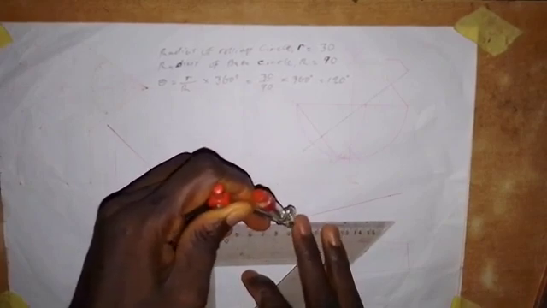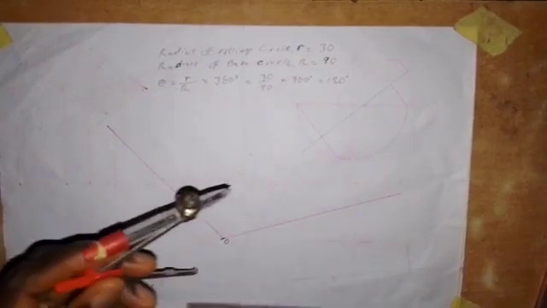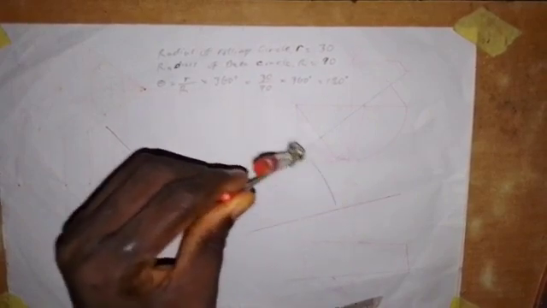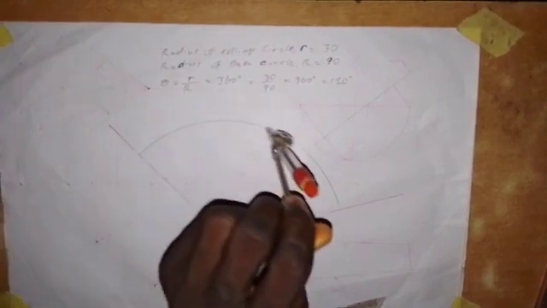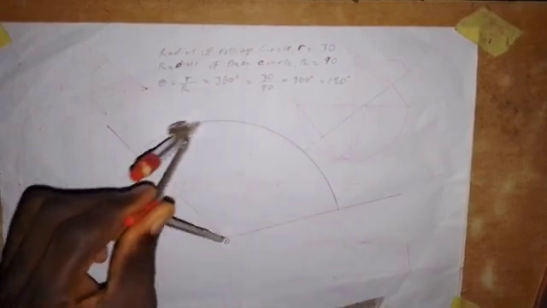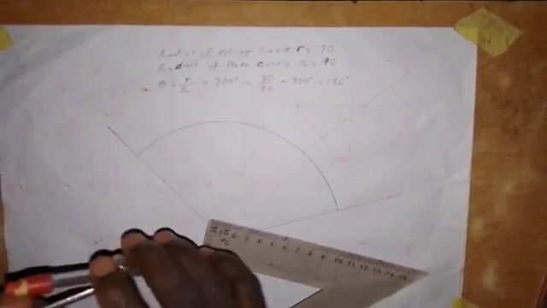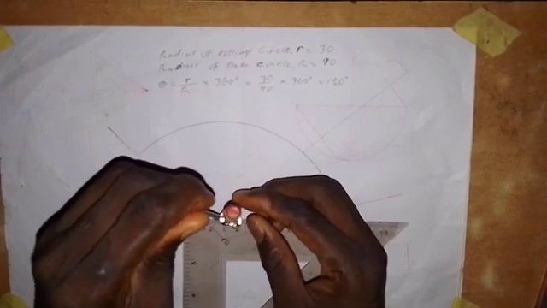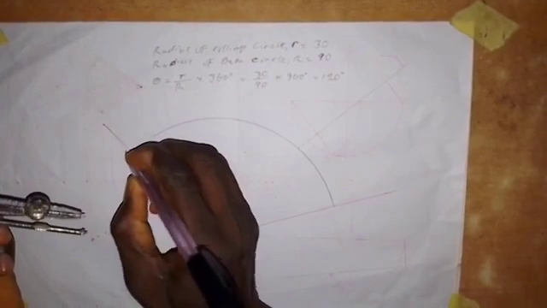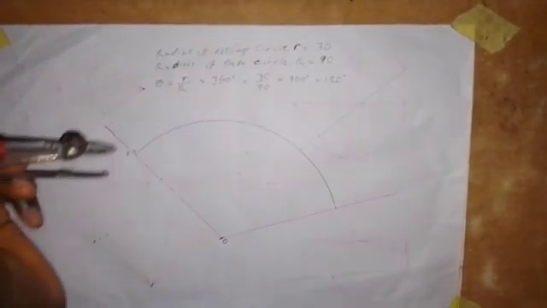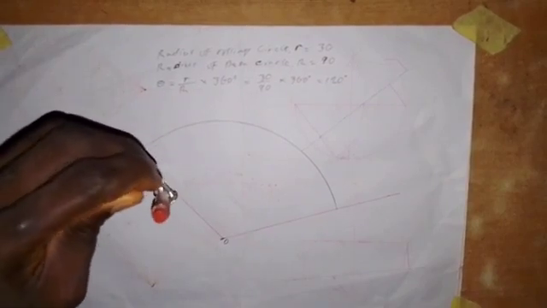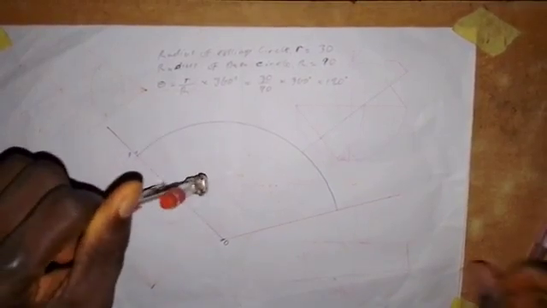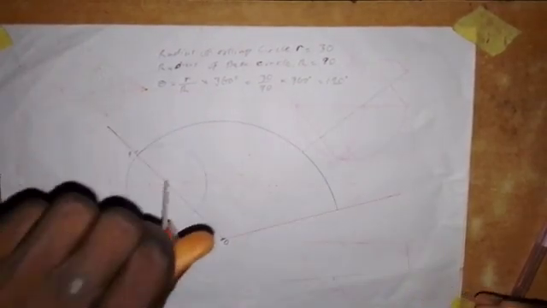Okay, so we take 90 millimeters and put it at point O here. Then we draw an arc like this. Then we take the radius of the rolling circle, which is 30 millimeters. We call this point P, and we call this 0. Then we put the compass at this point and make an arc here, until it touches this. So we draw a circle like this.